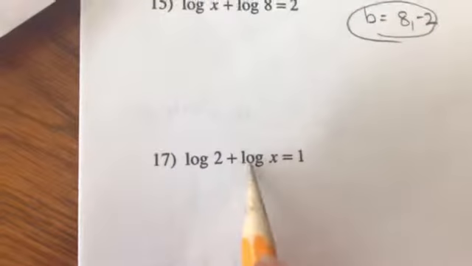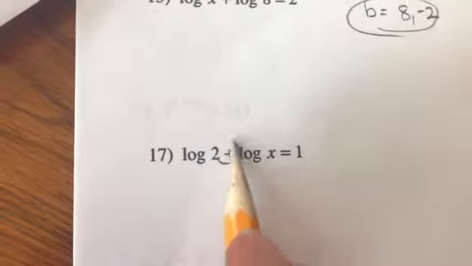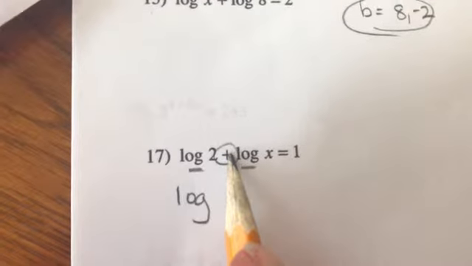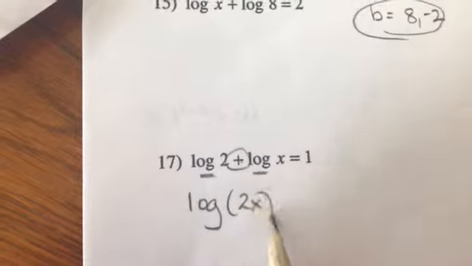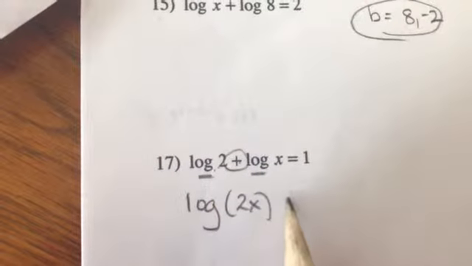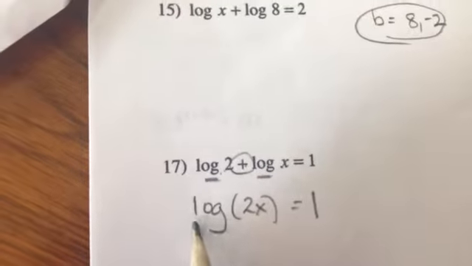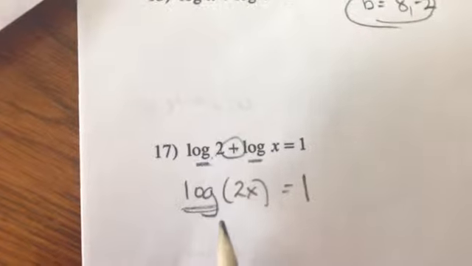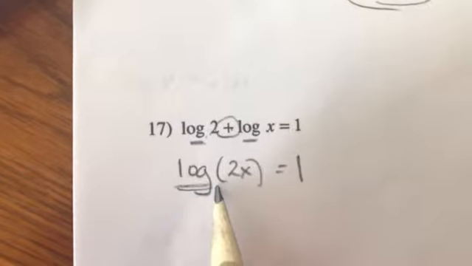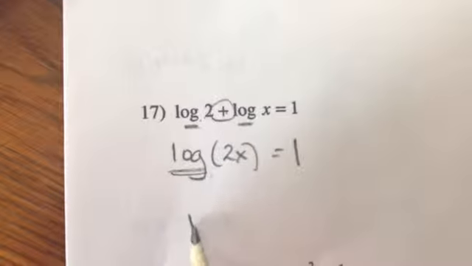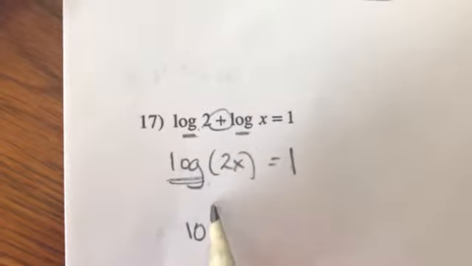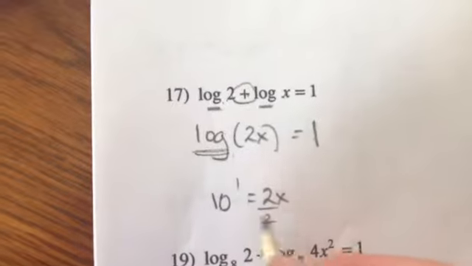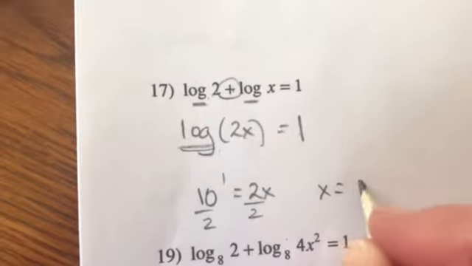Notice there are two logs. I think we may have done this one in class, but remember you can combine these two and make them one. If you're adding, you're going to combine them by multiplying what you're taking the log of, and then set it equal to 1. Now do you see how you have one log? So just like you solved your problems with one log, you're now going to put it in exponential form. If you don't see the base, you know the base is 10. So it's 10 to the first equals 2x. So 10 equals 2x, divide both sides by 2. So I can see x is 5.